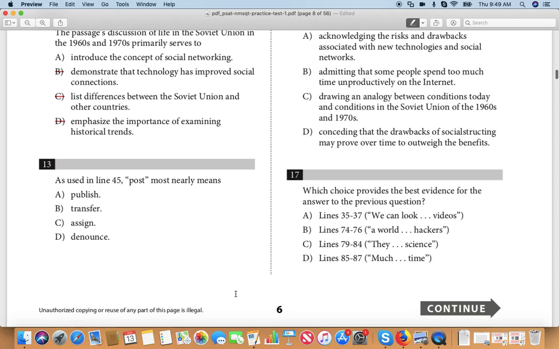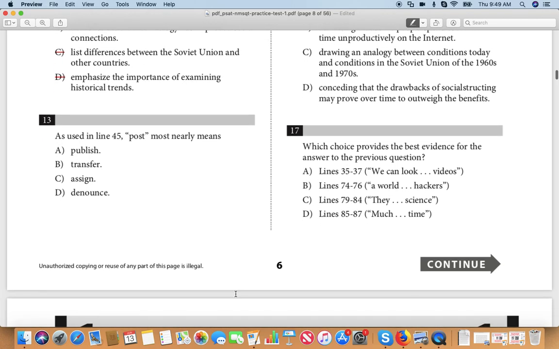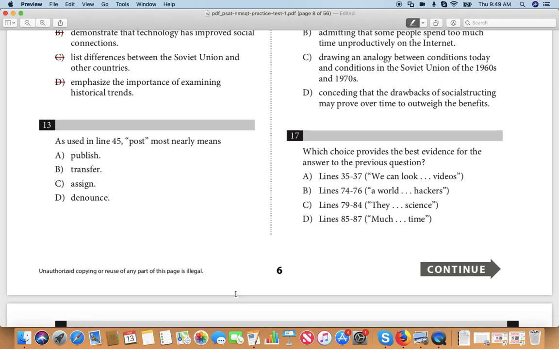Okay, good. I thought you handled that question very, very well. Good job. Question number 13. You don't even know how to do this. I really love these. These are so easy. These are just gimmies if you use the method I'm showing you. So go and read the question for me, please. As used in line 45, post most nearly means.